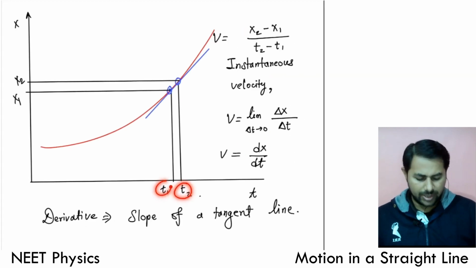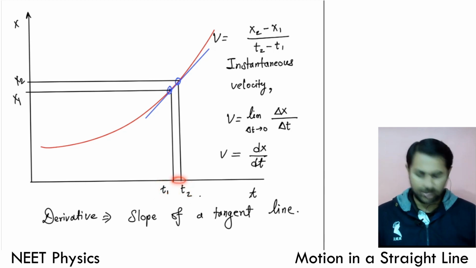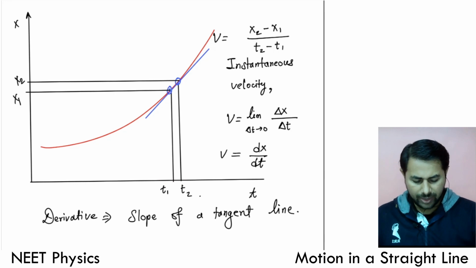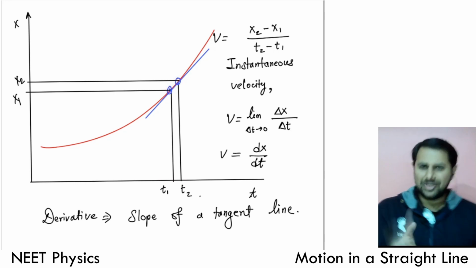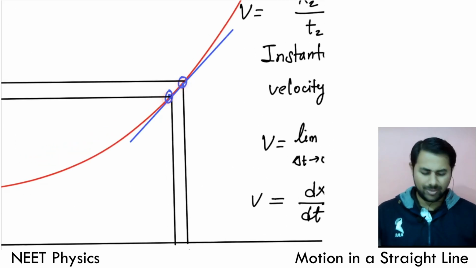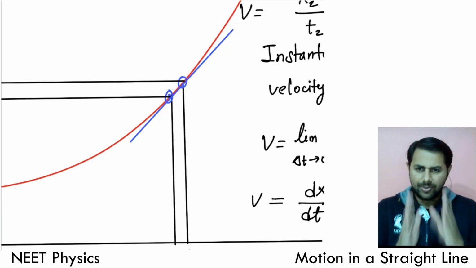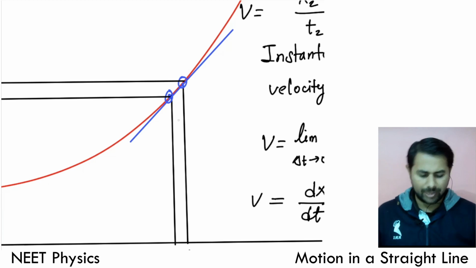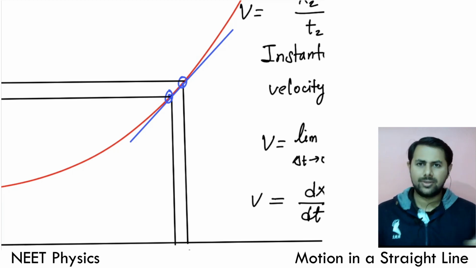If you decrease the time interval, see, this time interval is very small compared to that one. Still this is an appreciable time interval, right? So the line will pass through two different points, so this will still be a secant line. But if you decrease the time interval even more, this line is almost tangential to this curve. If you make the time interval equal to 0, then what happens?